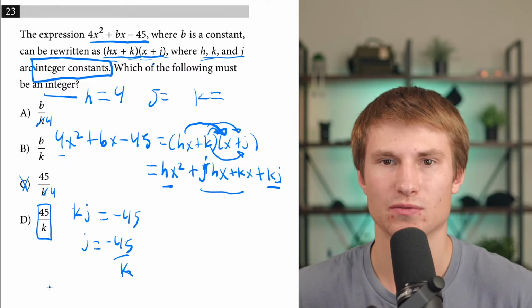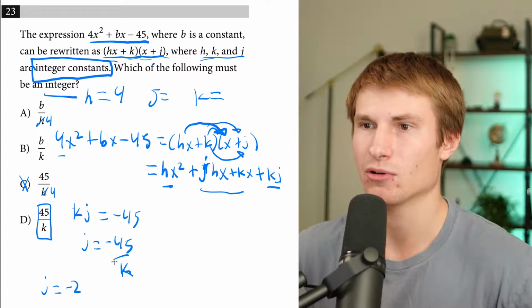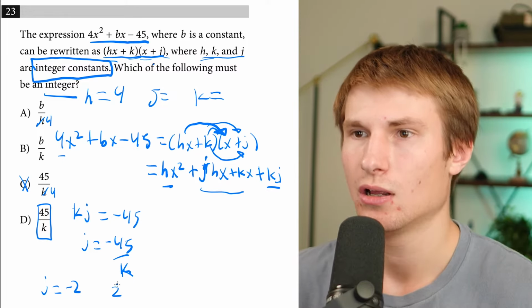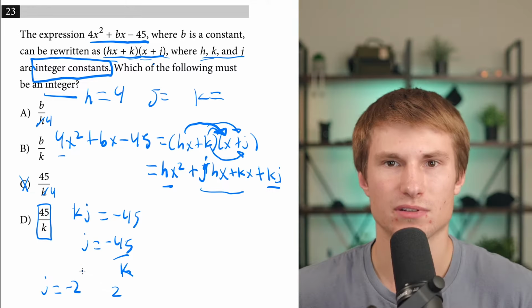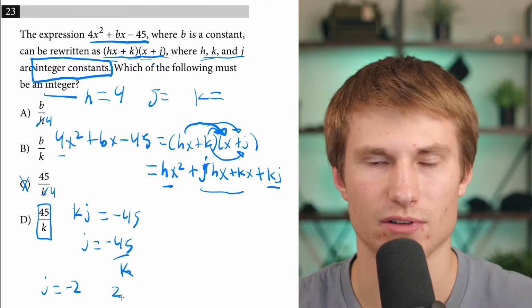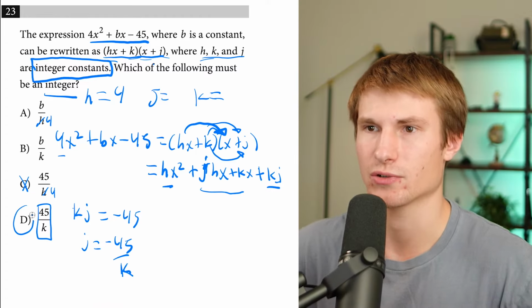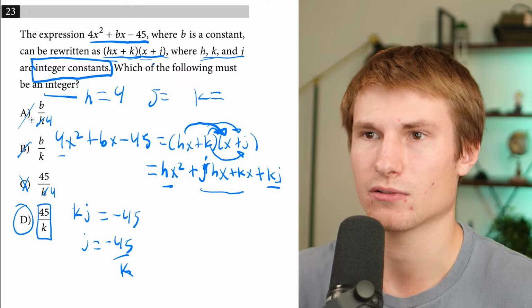A good example of this would be, let's say that j was equal to negative 2. Well, that would mean that 45 over k would equal 2, right? And that's an integer. So that's how you can sort of tell that it has to be an integer. It doesn't matter that there's a negative sign in front of it. 45 over k has to be an integer, so our answer's got to be D. We can go ahead and get rid of A and B as well.